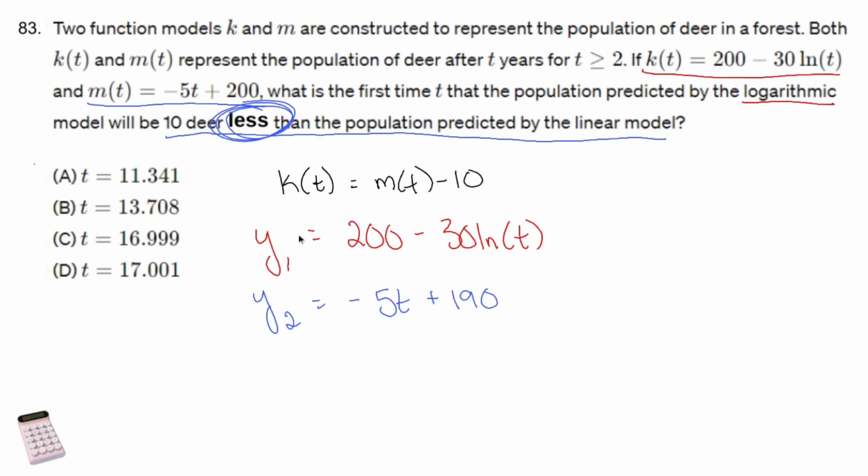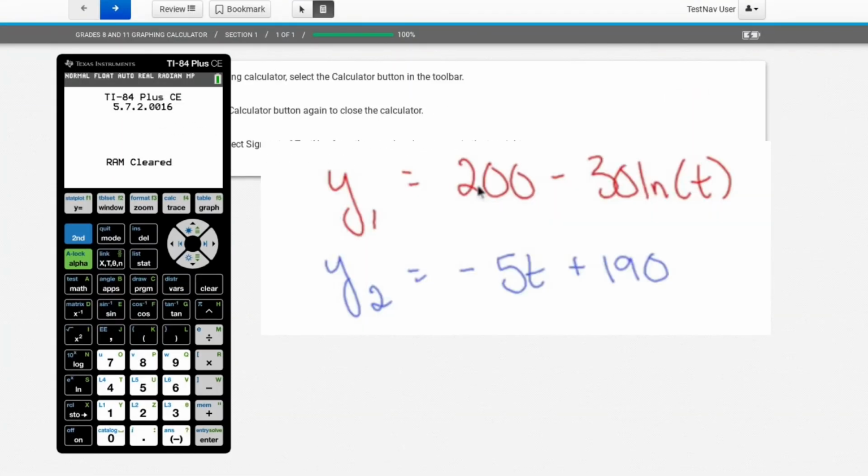And by the way, what I'm going to do is find the intersection of these two lines. So let's do it. We have y equals, and we type in just what I said, 200 minus 30 ln of t. So here's my ln button. Of course, it's not going to be t, it's going to be x, but we know what to do. That's the first equation. The second equation is going to be negative 5x plus 190.